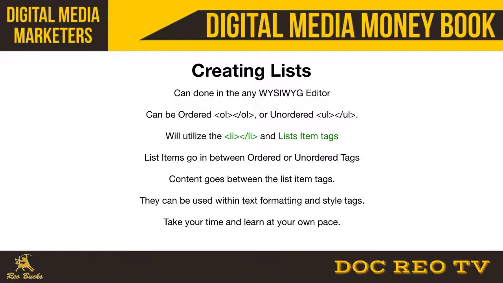List items go in between the ordered and unordered list tags. So the LIs will go in between the OL and the UL tags. So you would have an open OL, then an LI, and then a closed LI, with content in between the LIs, then a closed OL. Like I said, that'll make more sense when we get to the demonstration. And then content goes between the list item tags. You want to make sure your content is between the LIs.